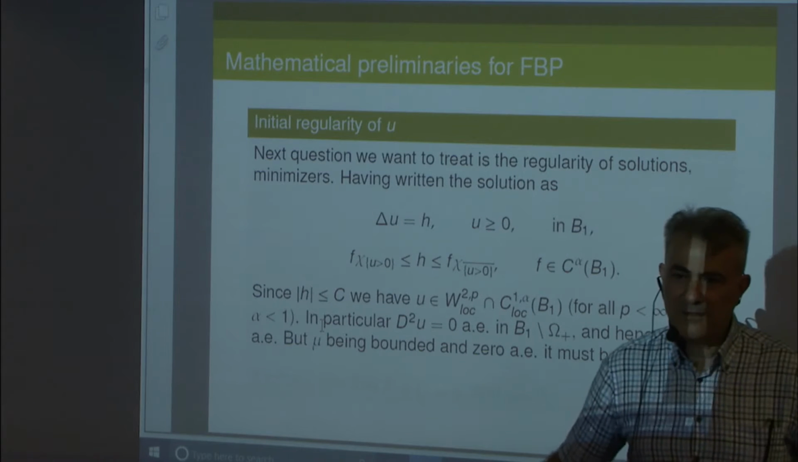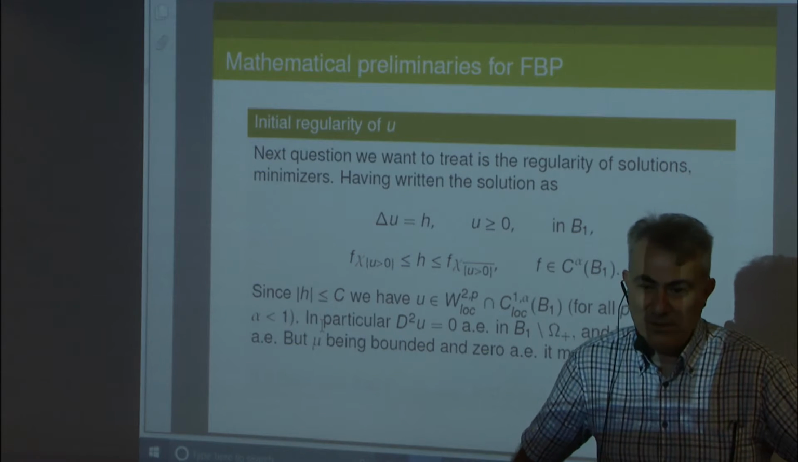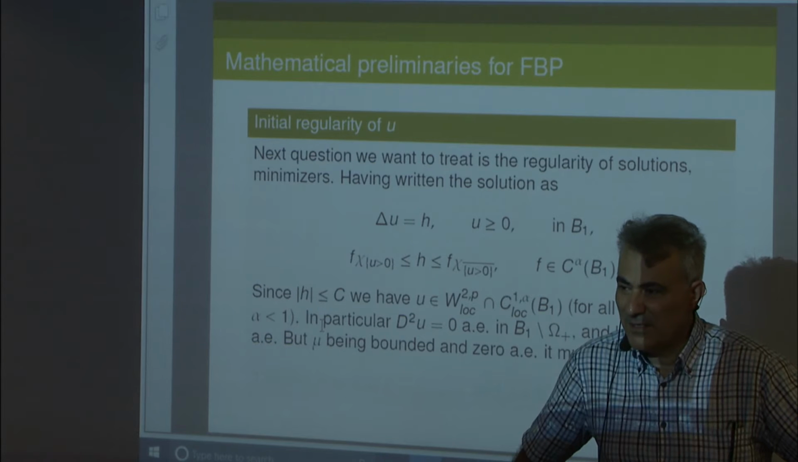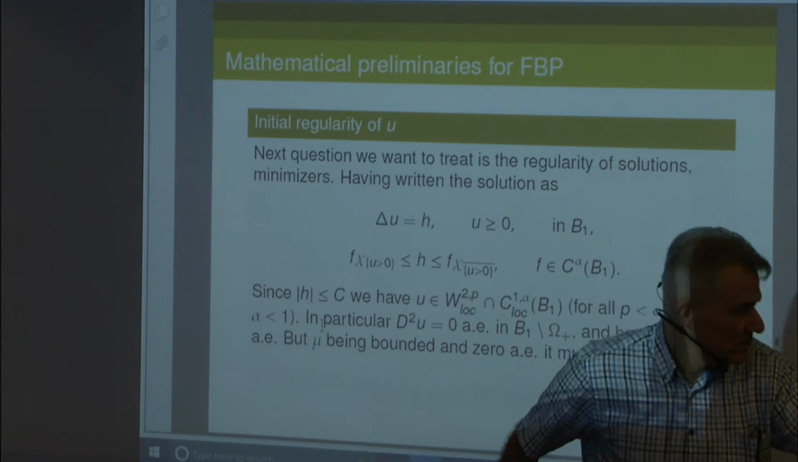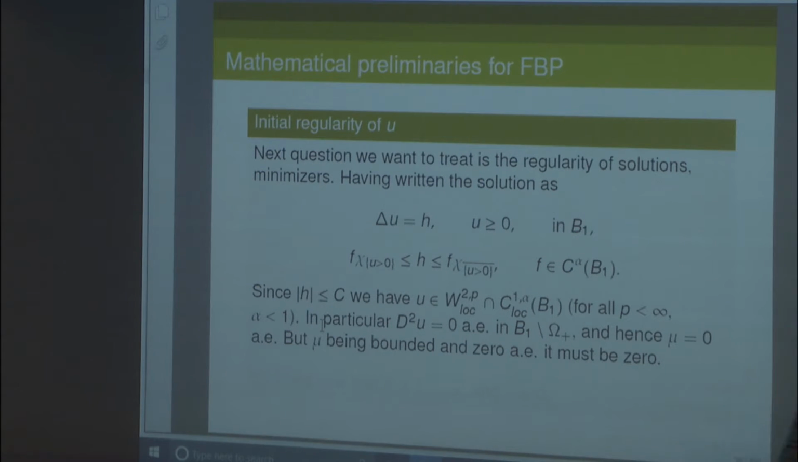Well, the only chance is that mu is 0, because it's non-negative. Does it matter if it's non-negative? No, it doesn't really matter. K is bounded.